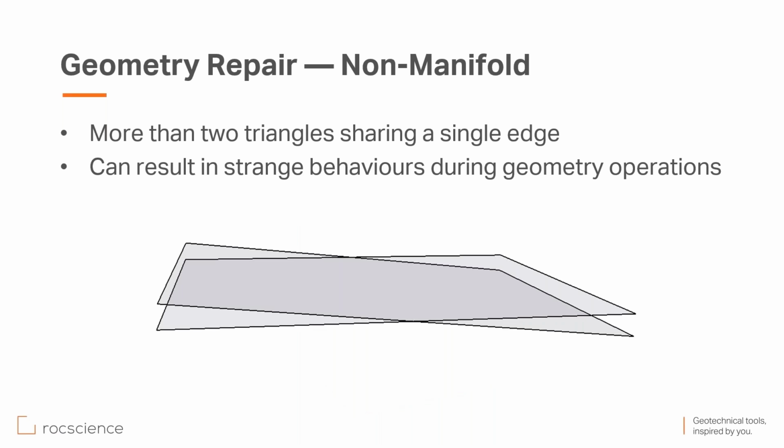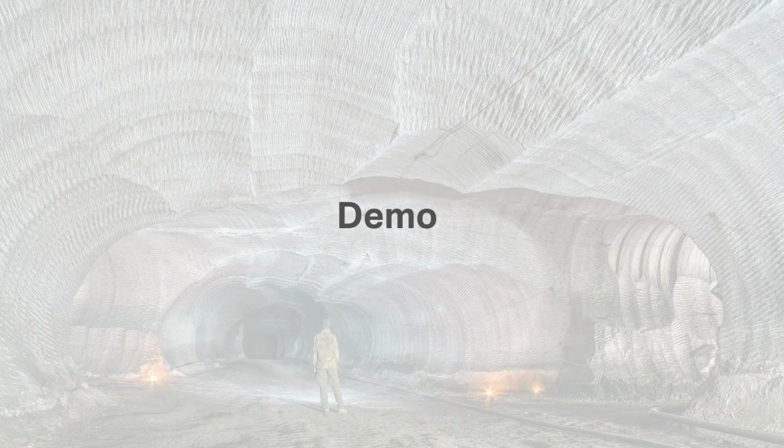And the last that I have here is non-manifold. This is anytime more than two triangles are sharing a single edge. And this, again, is not a supported format for geometry, so it will result in strange behaviors during a variety of geometry operations. I'm going to now move on to the first demo here.